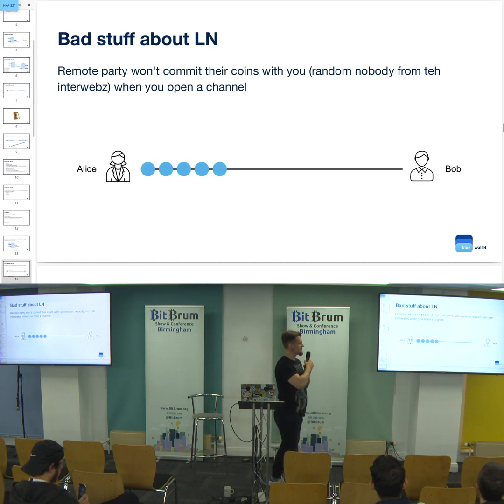This is how it looks visualized. So Alice opened a channel with Bob, and all coins are on Alice's side. So Alice can only pay. Alice cannot get paid by Bob.